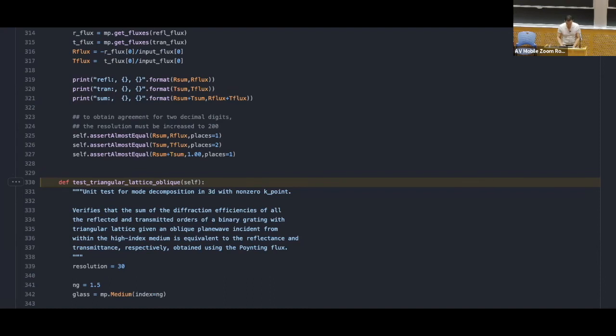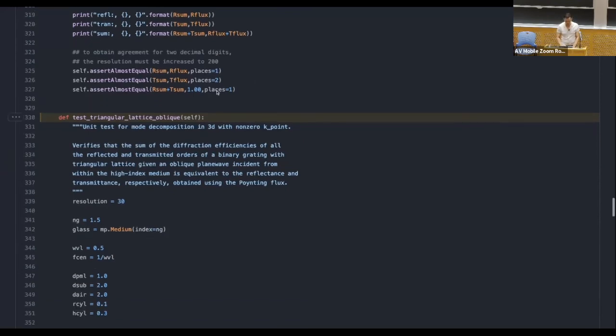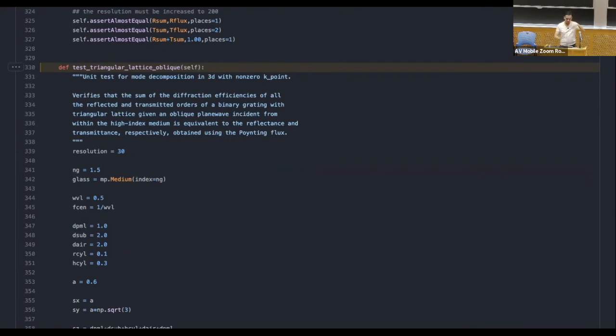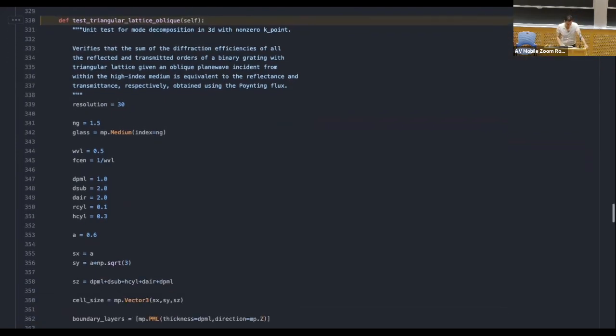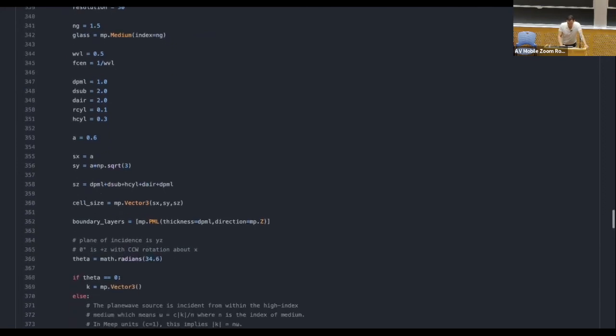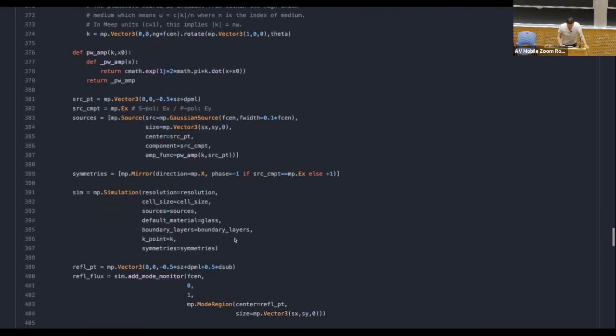that is already checked into the repo that does this exact calculation for this 2D triangular lattice and just verifies once again that the total reflectance of the reflected orders and the transmittance of the transmitted orders is equal to 1 for the case of a triangular lattice and an off-normal incident plane wave. Okay, so to set this up, it's a very simple structure.